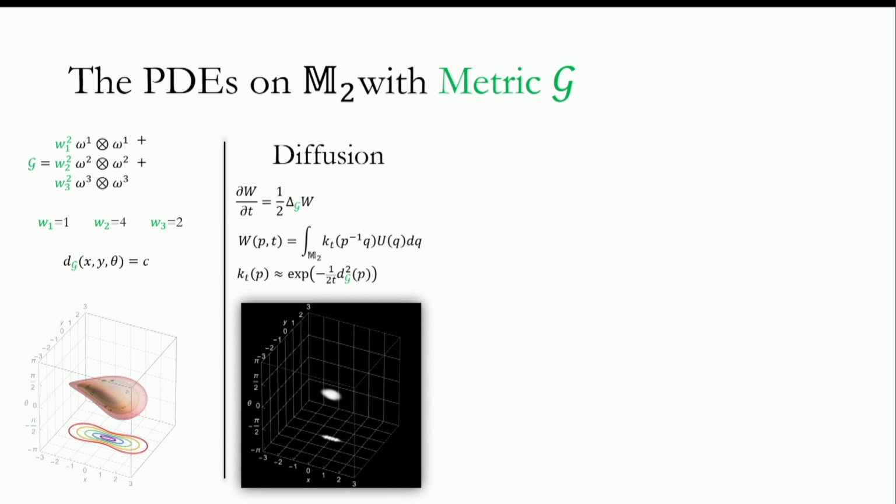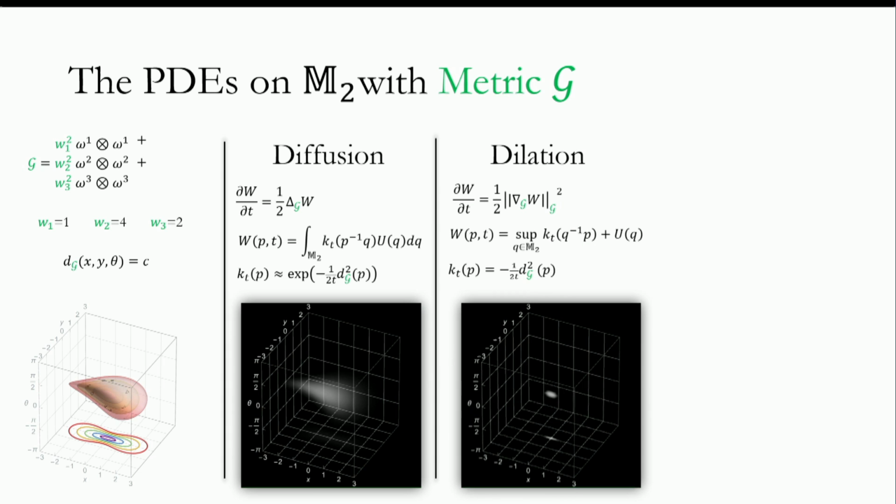So what does the diffusion look like? I've put a little blob of mass in the middle here, of the high-dimensional space, M2, and I let it diffuse. So again, you can understand the effect of the PDE by just looking at the isocontours of the Riemannian distance. So that's pretty intuitive. It's the same thing with dilation.